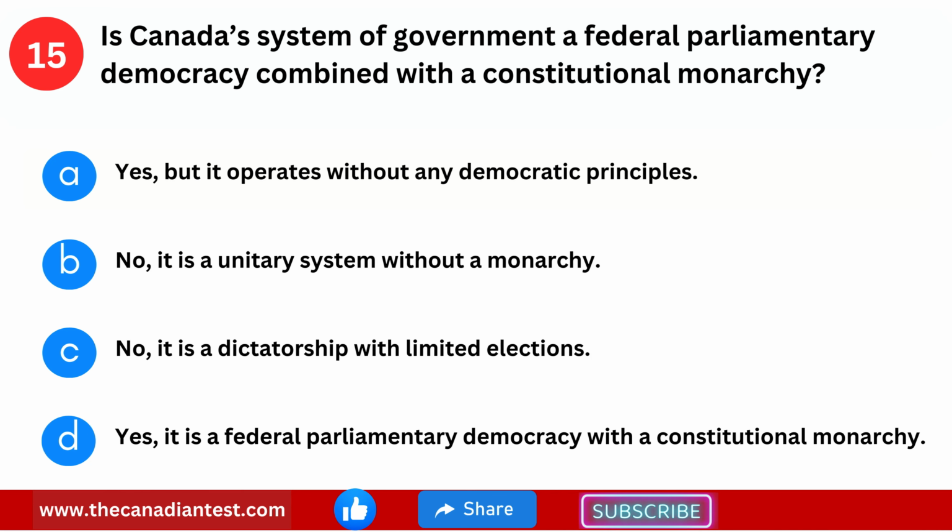Is Canada's system of government a federal parliamentary democracy combined with a constitutional monarchy? Option A, yes, but it operates without any democratic principles. Option B, no, it is a unitary system without a monarchy. Option C, no, it is a dictatorship with limited elections. Option D, yes, it is a federal parliamentary democracy with a constitutional monarchy.